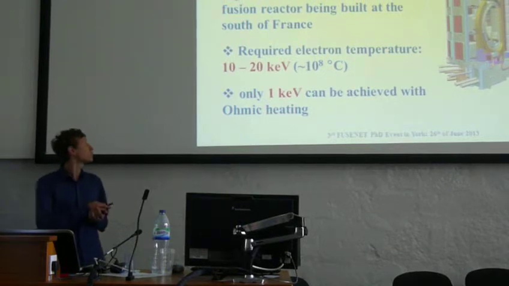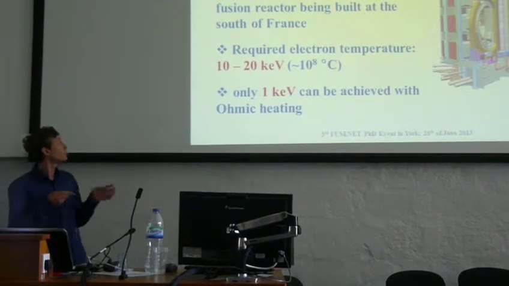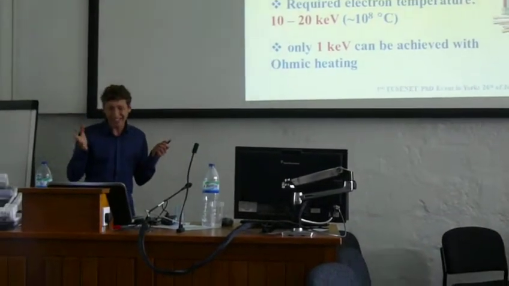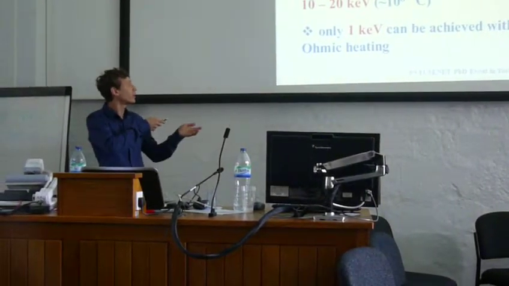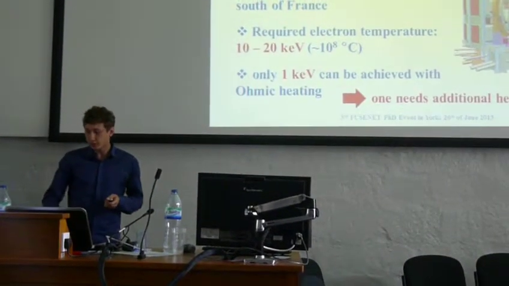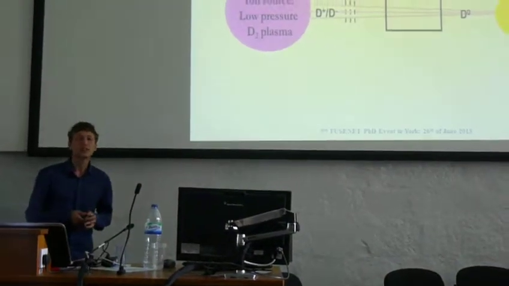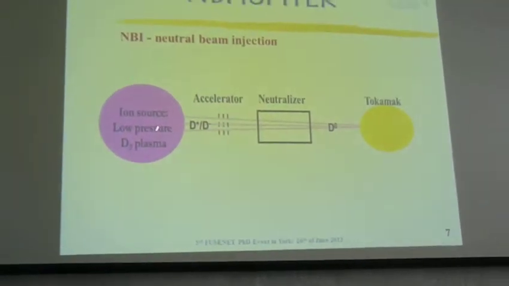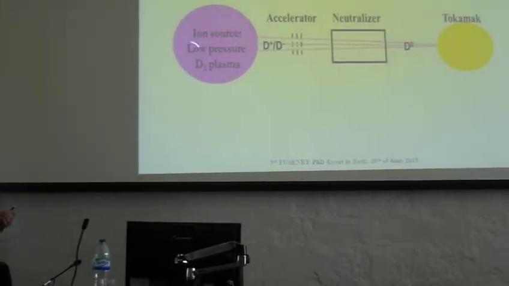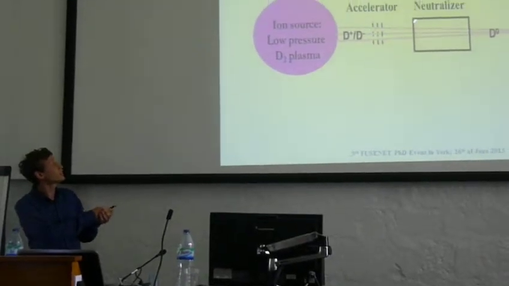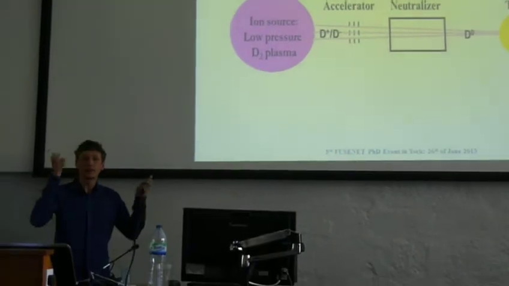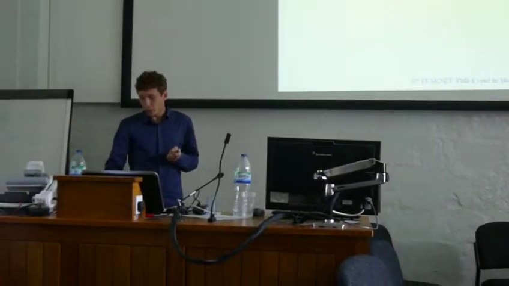We need a temperature of around 10-20 keV, and as you know, plasma itself can heat by ohmic heating up to 1 keV. So basically it's not enough, and we need additional heating methods. What are those? For instance, neutral beam injection. You have a low pressure ion source with a deuterium plasma, then the ions are accelerated, neutralized in the gas target, and then they go into the tokamak, effectively increasing the temperature, and we are fine.